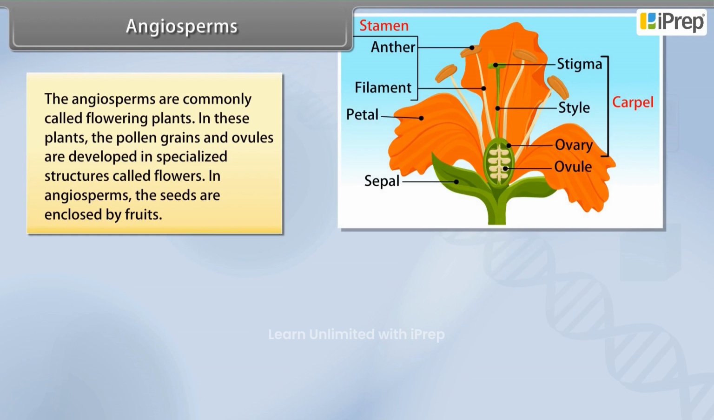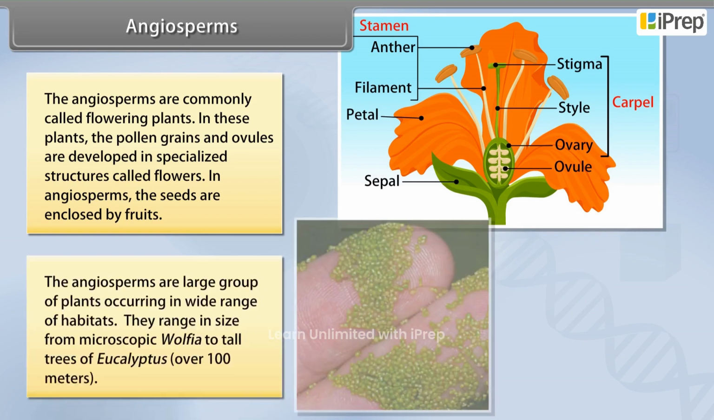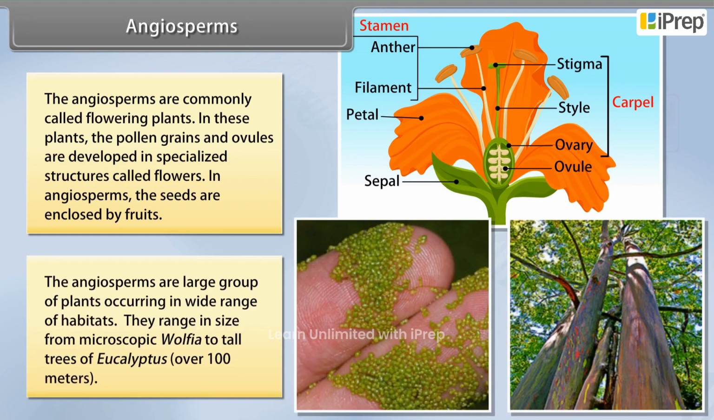The angiosperms are commonly called flowering plants. In these plants, the pollen grains and ovules are developed in specialized structures called flowers. In angiosperms, the seeds are enclosed by fruits. The angiosperms are a large group of plants occurring in a wide range of habitats. They range in size from microscopic wolffia to tall trees of eucalyptus over 100 meters.